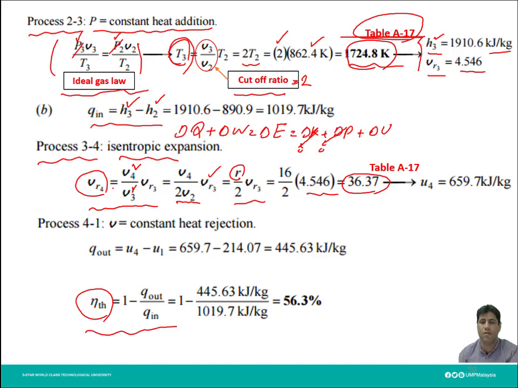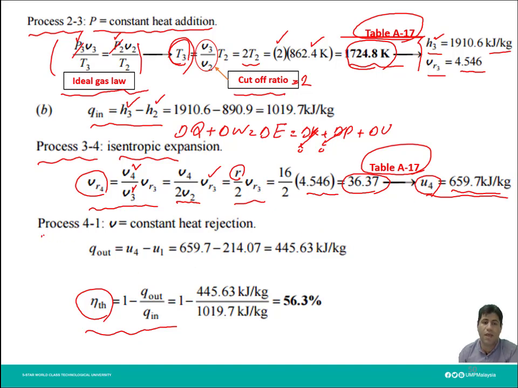Then we can use this. We need to go to table A17, use interpolation, and find thermodynamic properties like U4, or internal energy, for this state, and so on. Here we just need to know the internal energy, or U4, for this state, which will be equal to 659.7 kilojoules per kilogram. Why U?